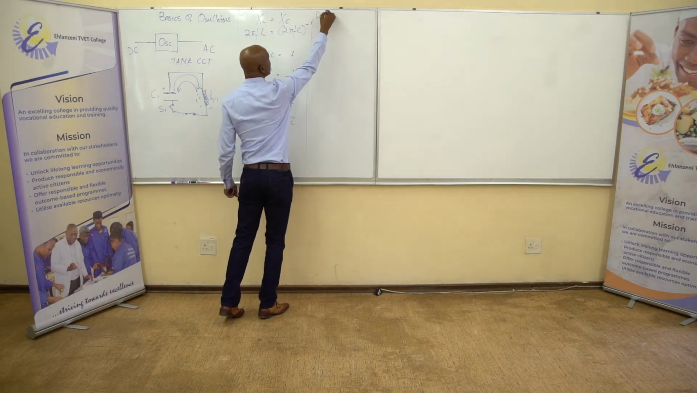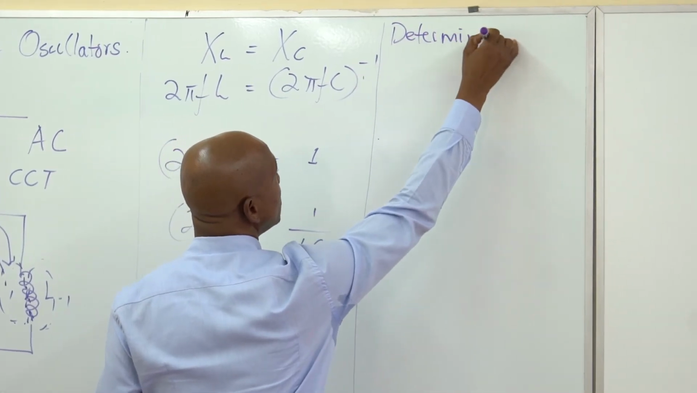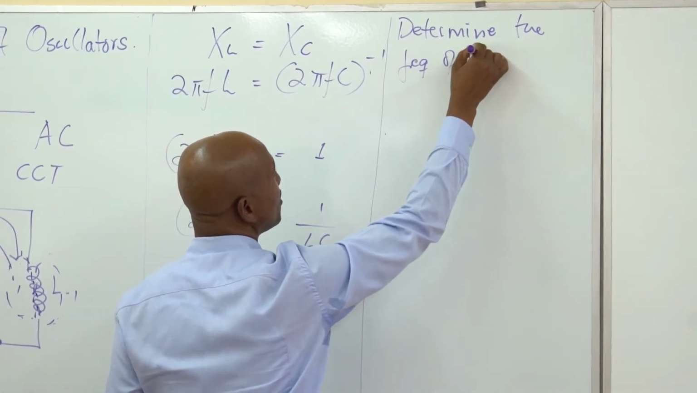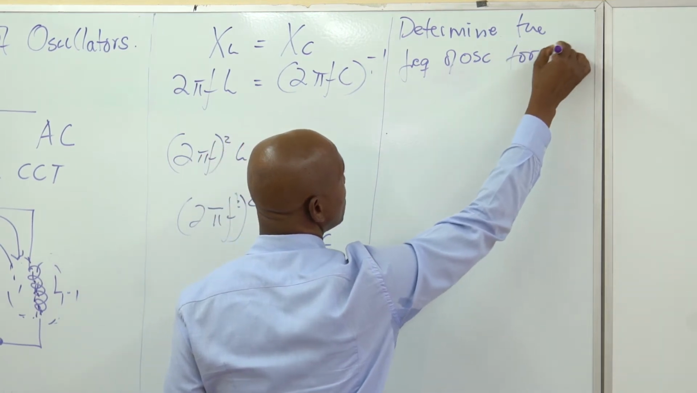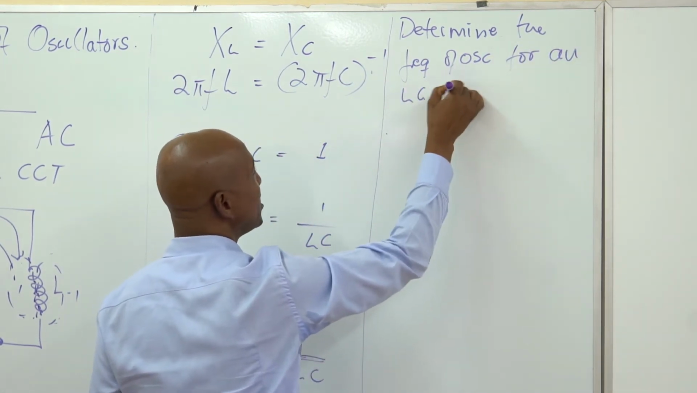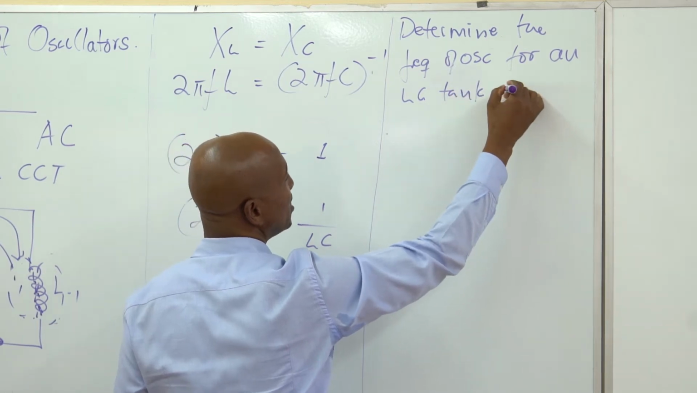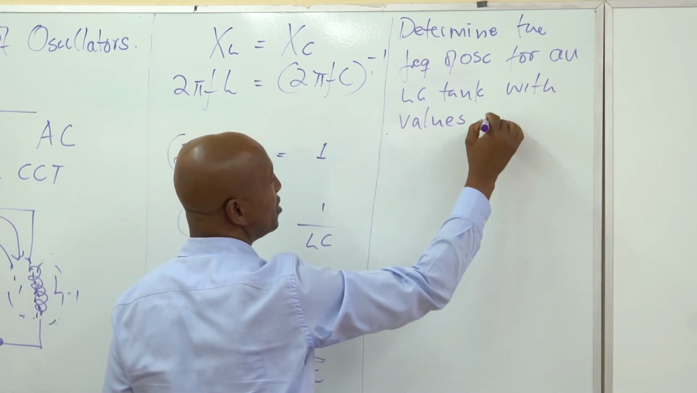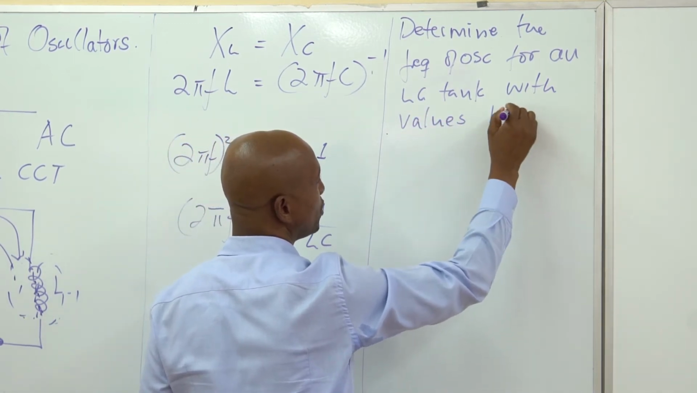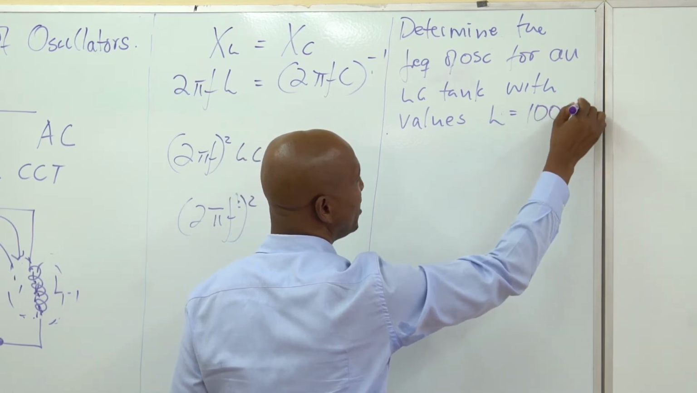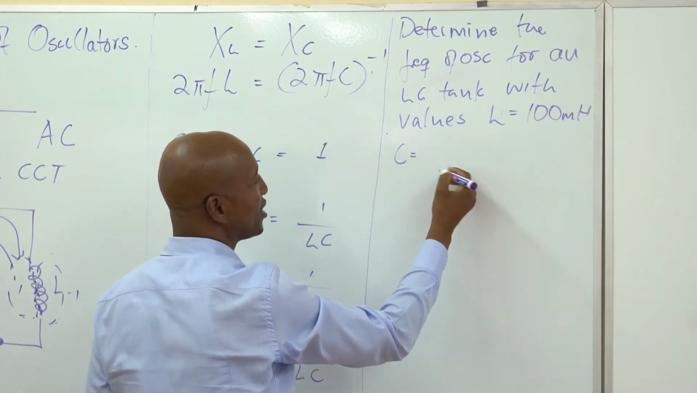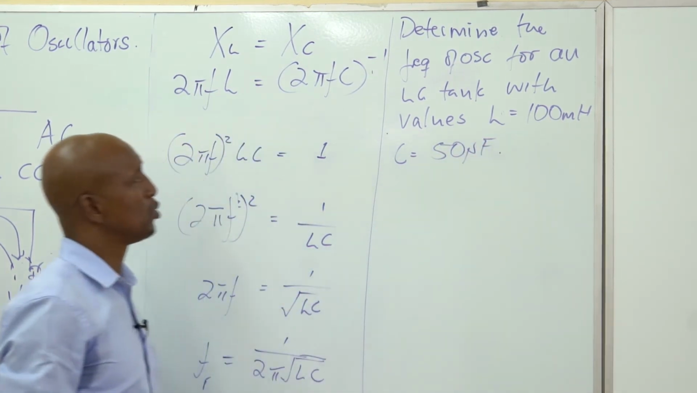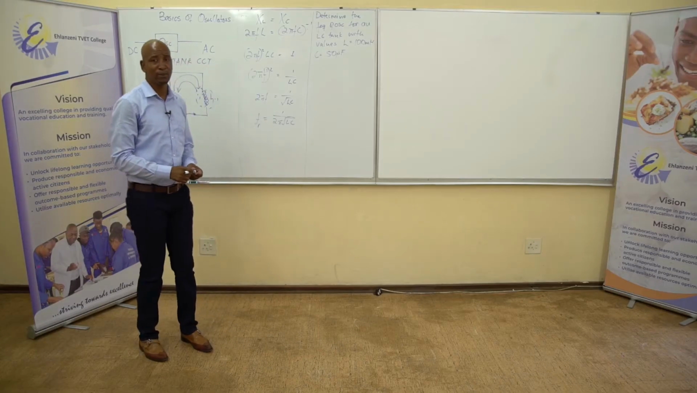If I were to say in an exam, determine the frequency of oscillation for an LC tank with values L equal to, let's say, 100 millihenry, where C is equal to 50 microfarads. So this is one typical exam question which can be posed.